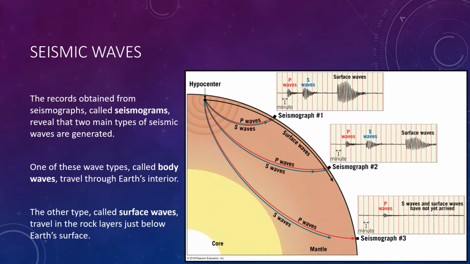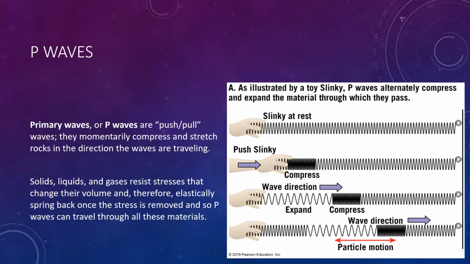Well, you'll also note on this figure that there's something called P waves and S waves. So let's take a look at each type. Body waves are further divided into two types, primary or P waves and secondary or S waves, and are identifiable by their mode of travel through intervening material.